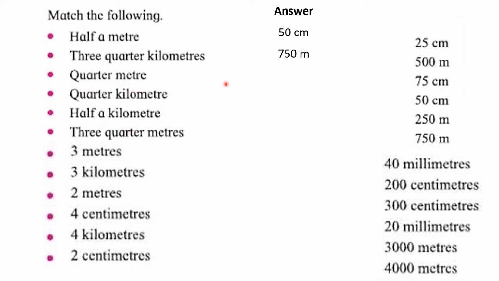Quarter meter. 1 meter is equal to 100 centimeter. Quarter of 100 is 25. So your answer will be 25 centimeter. Quarter kilometer. So here 1 kilometer is equal to 1000 meter. So what is the quarter of 1000? That will be the answer for quarter kilometer.